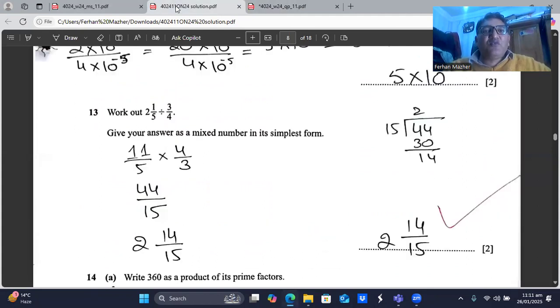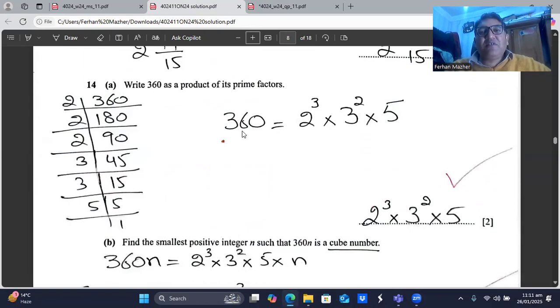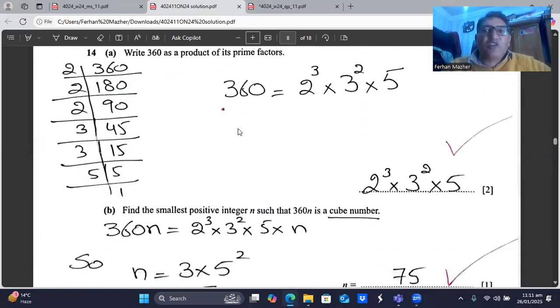So we will do the prime factorization. In the prime factorization, we divide the number with the prime numbers only, the smallest possible prime numbers only. So 360 divided by 2, that's 180. Divided by 2, that's 90. Divided by 2, that's 45. Divided by 3, that's 15. Divided by 3, that's 5. Divided by 5, that's 1.